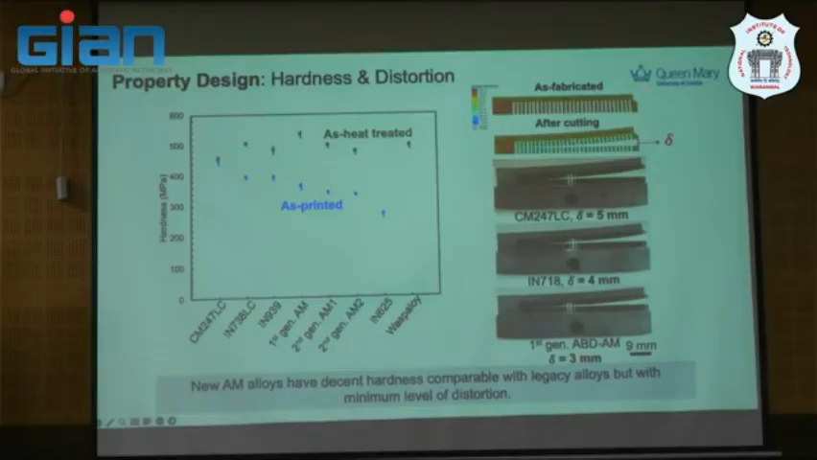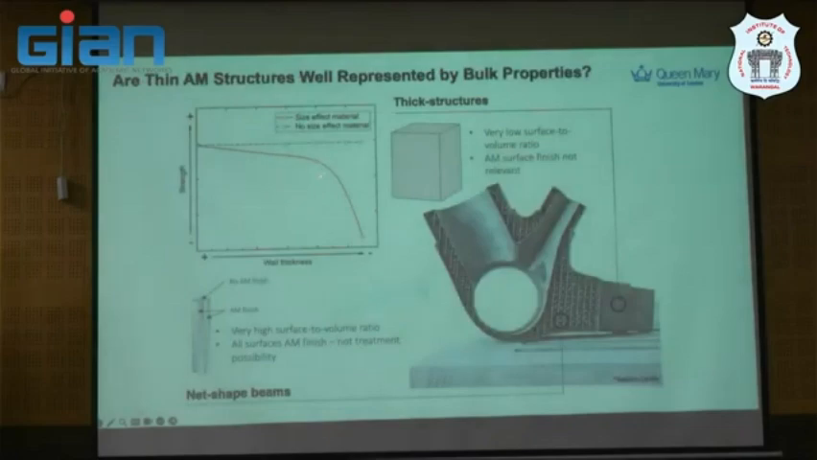We also do the bridge structure to characterize the distortion in the as-fabricated or as-printed condition for a number of alloys, and you will see that the new alloy has minimum distortion compared with the other two. Like CM247 opens up significantly, 5 millimeters here, and then 718, for example. So now we need to think about another factor, as I mentioned earlier as well, because if this AM is applied to a thin wall structure, the property will be different again. So there are so many factors we need to consider.